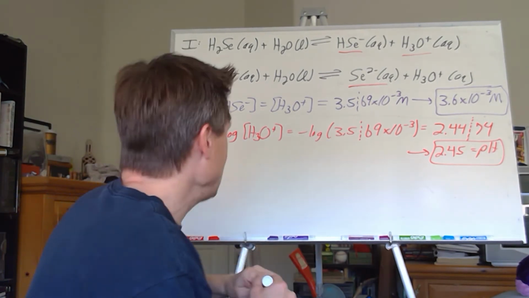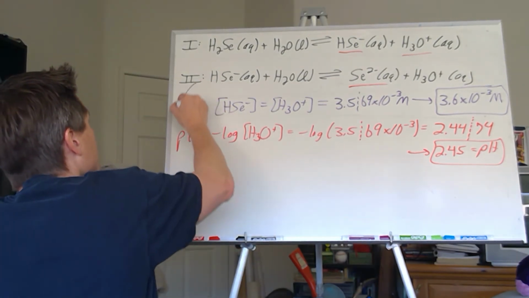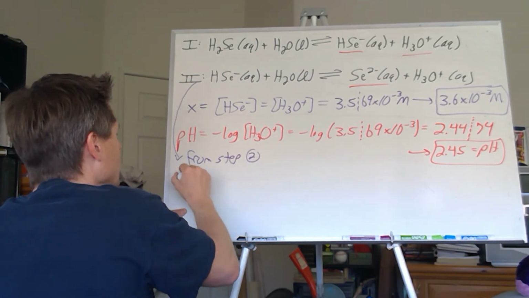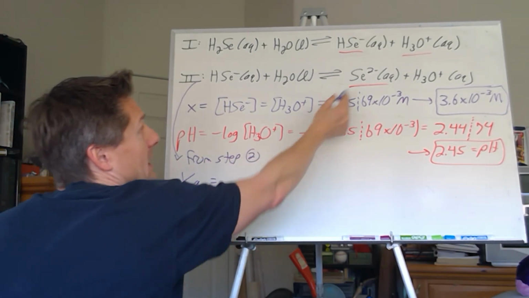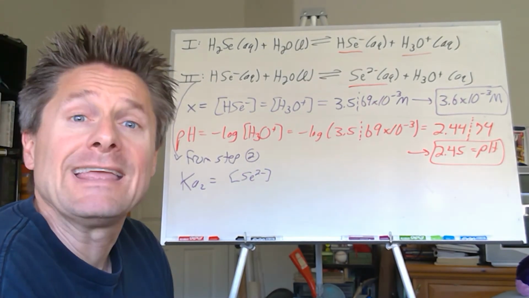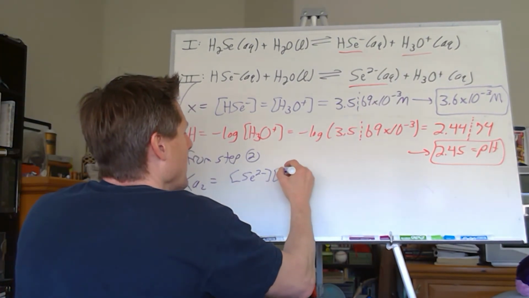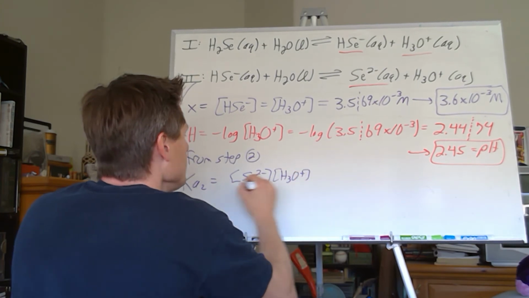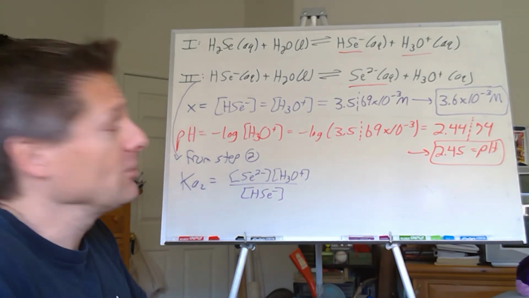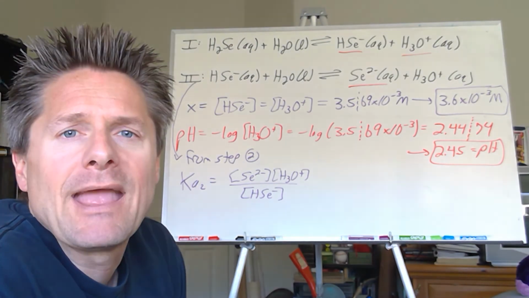Here's the trick. Let's set up the Ka2 expression for step 2. Ready? So from step 2, the second ionization, Ka2 will be equal to the selenide ion concentration, we have to do it because it's the only thing that has the selenide ion concentration in it, times the hydronium ion concentration over the HSe minus concentration. And if you wanted to, again, you could go ahead and set up an ice table, and you'd see these numbers would be the same and they would cancel out. But you don't have to.